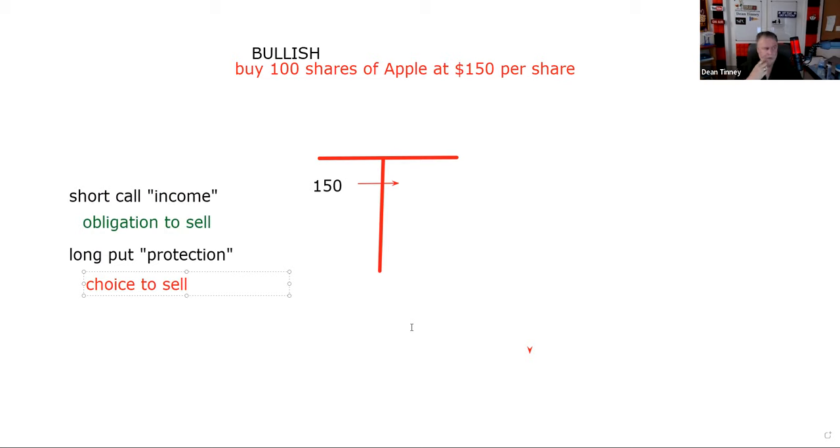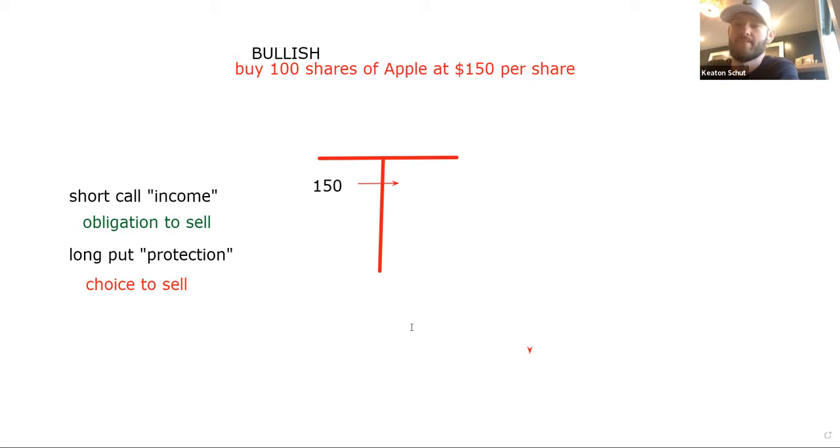Okay, so what do we want to do? You want some income or do you want some protection? Let's do protection. Remember, it's again not testable, but I think options are all about floors and ceilings. So what I'm worried about is falling down 150 flights of stairs. That's painful. Right now I could lose $15,000.